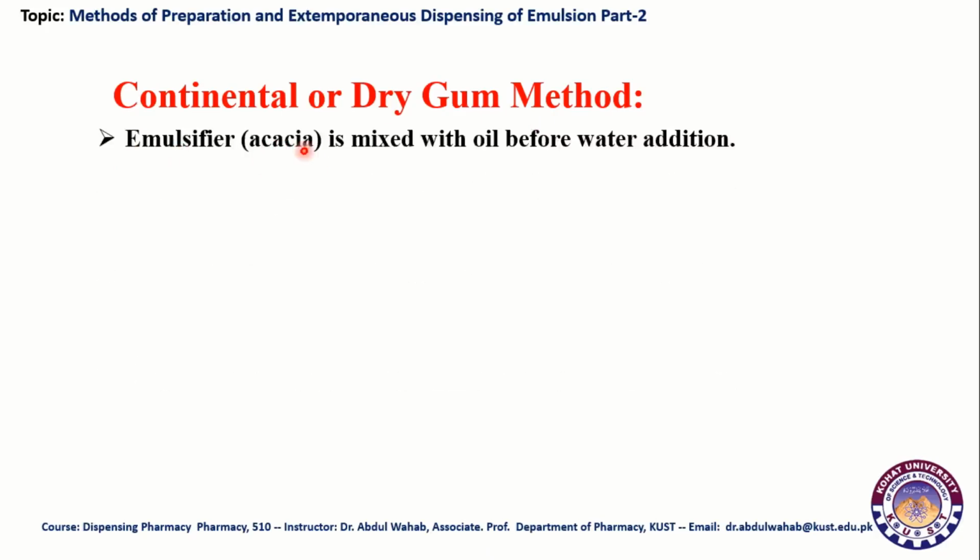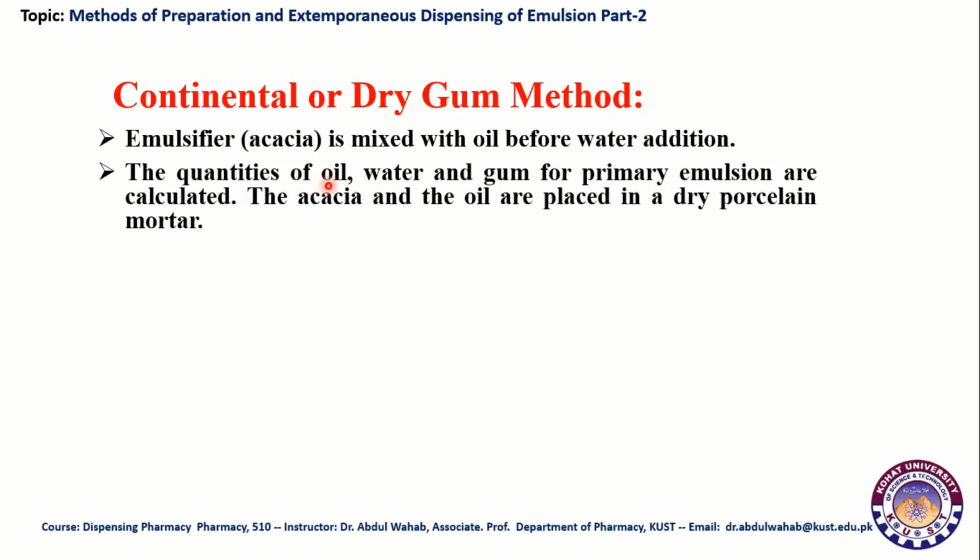As you can see, the first one is the continental or dry gum method. Emulsifiers like acacia are mixed with oil before water addition. Why do we use the term dry gum method? We use this term for this method of preparation of emulsion because in this case we add the emulsifier, mostly acacia, to the oil before the addition of water.